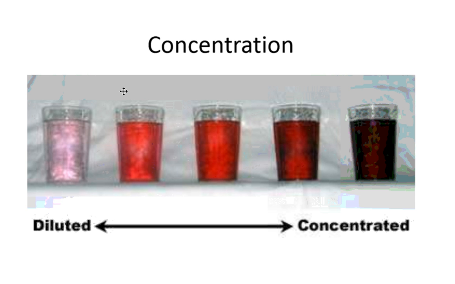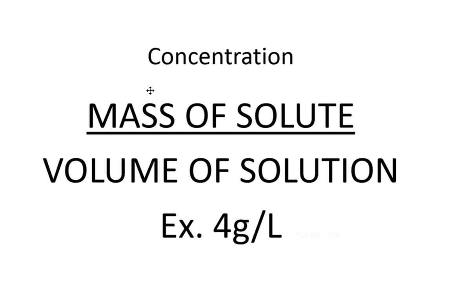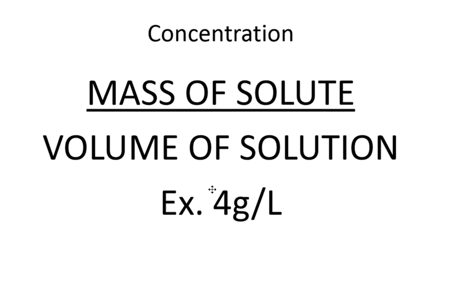Versus the really strong stuff on the right, it's like putting 2 Kool-Aid packets in 1 pitcher of water to make some particularly strong Kool-Aid. Very concentrated, lots more Kool-Aid per the amount of volume. Because notice all 5 of those cups have the same amount of volume, but they have different amounts of solute dissolved in them. There's the equation again. This is how you write it, 4 grams per liter.